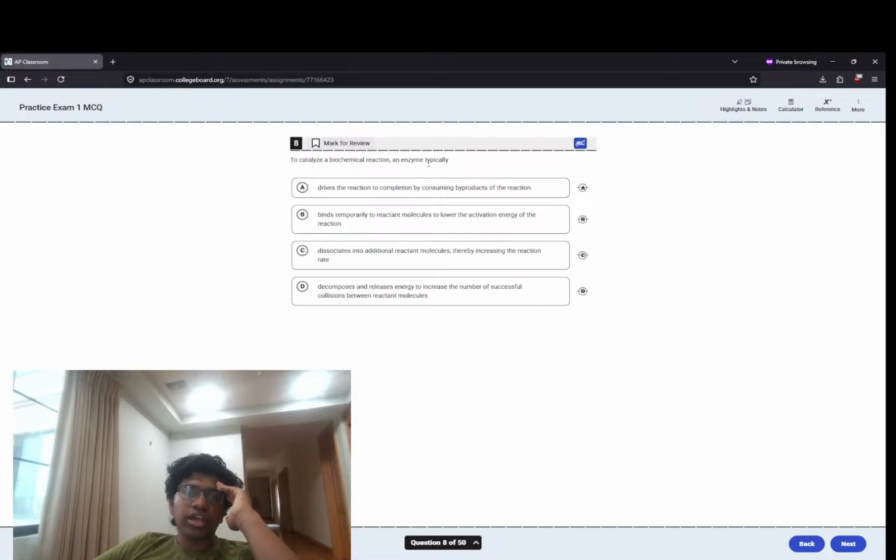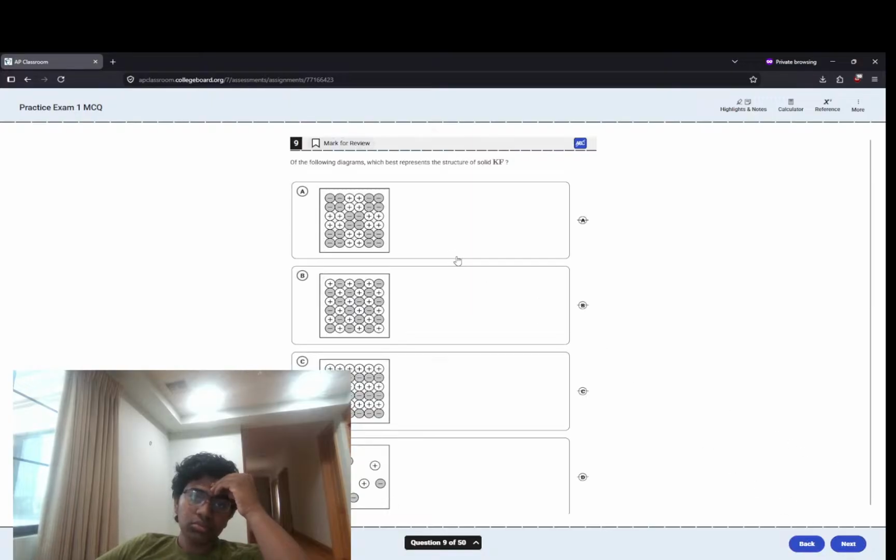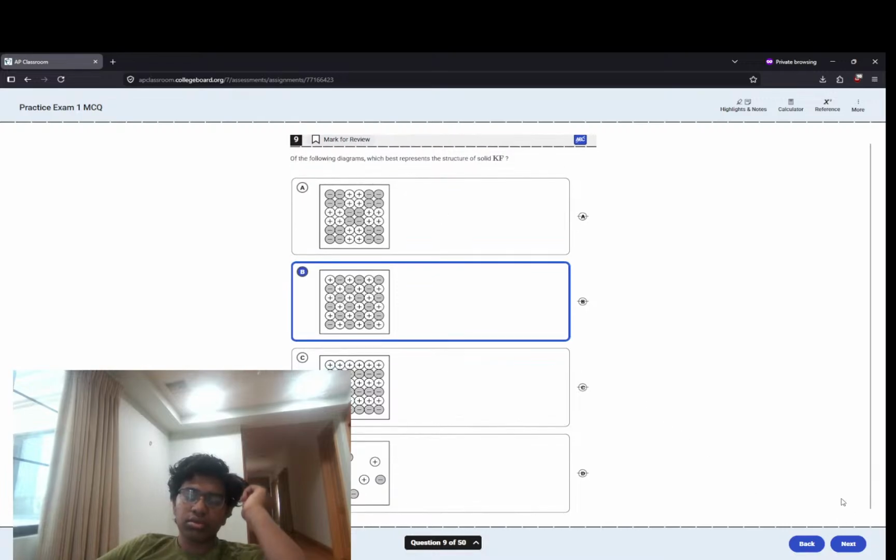Catalyze a biochemical reaction in an enzyme typically. So, I mean, it probably just lowers activation energy. Boom. So far, not too bad, not too shabby. Put that.